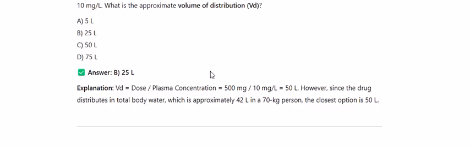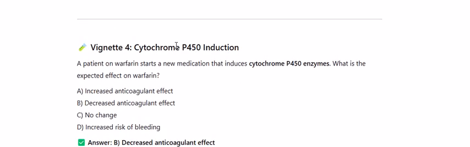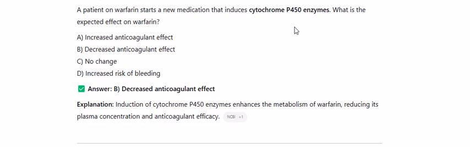Vignette 4. Cytochrome P450 induction. A patient on warfarin starts a new medication that induces cytochrome P450 enzymes. What is the expected effect on warfarin? A. Increased anticoagulant effect. B. Decreased anticoagulant effect. C. No change. D. Increased risk of bleeding. Answer: B. Decreased anticoagulant effect. Explanation: induction of cytochrome P450 enzymes enhances the metabolism of warfarin, reducing its plasma concentration and anticoagulant efficacy.